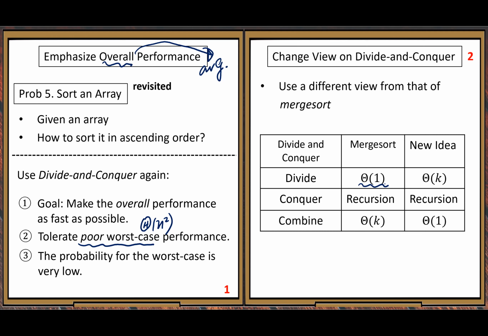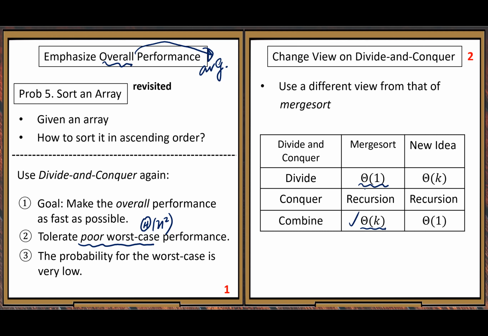But combine step, we need to do a lot of work, right? The combine step, big theta of k. K here means the data size, the number of elements in our data we want to merge in the combine step. Now, we need to do a lot. So you can see the main work for the merge sort here is the combine step.